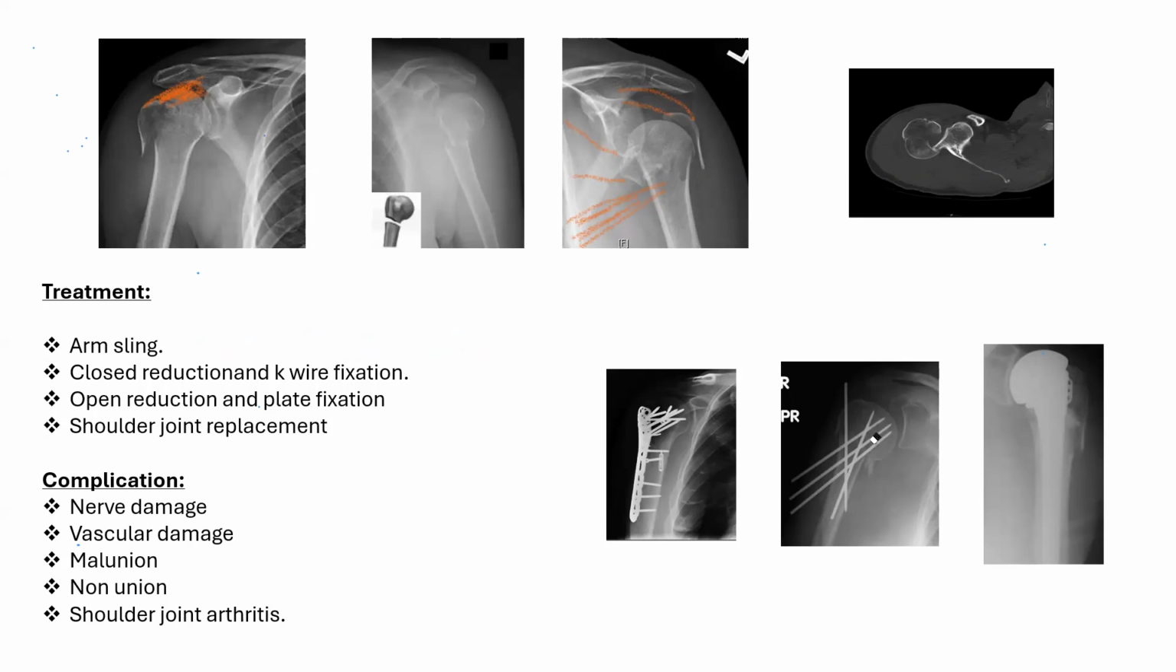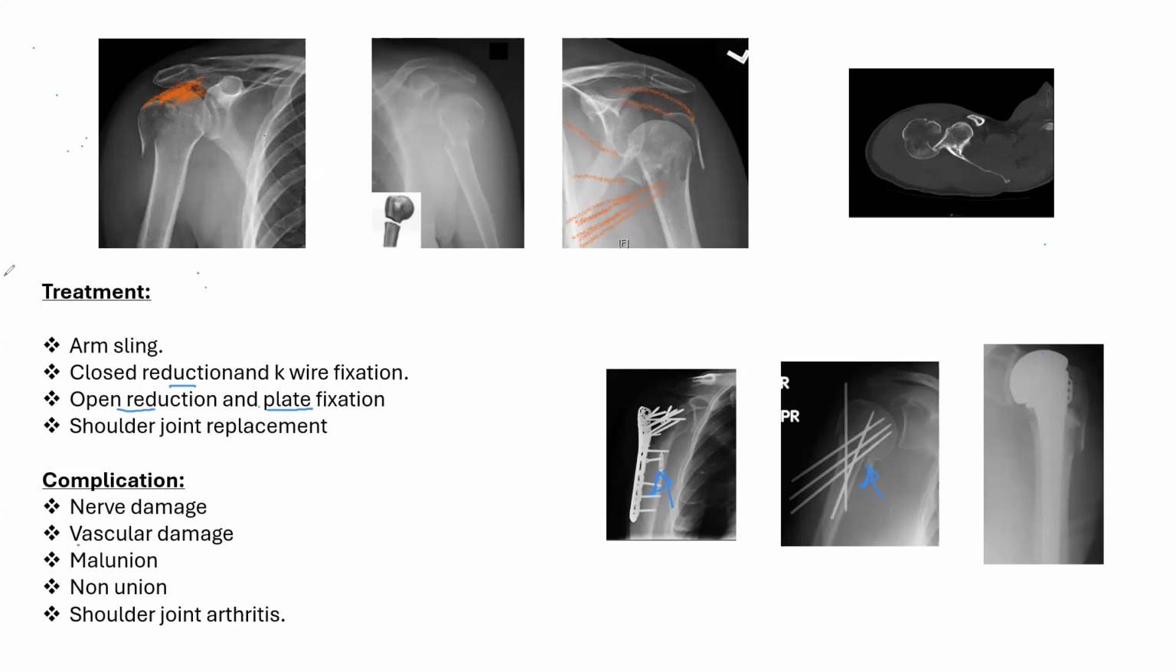Or the other treatment modalities we can use. We can either do closed or open reduction. We can fix it with K-wire, using the K-wire here, or we can use the plate also. So closed reduction and K-wire fixation, open reduction and plate fixation.